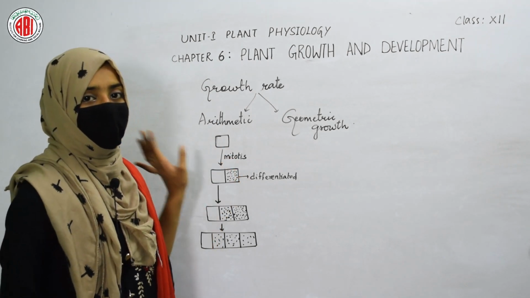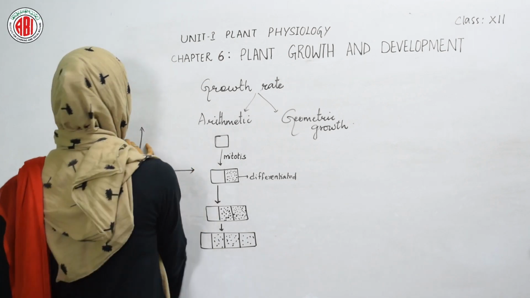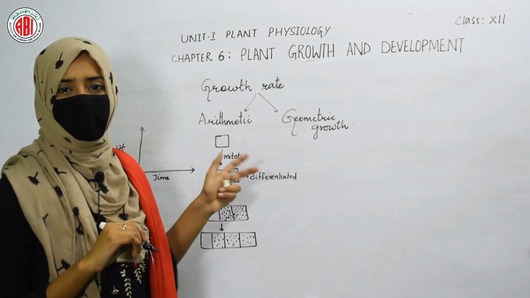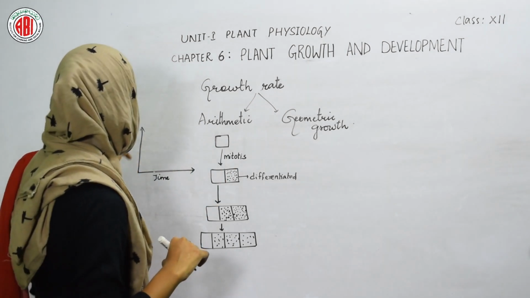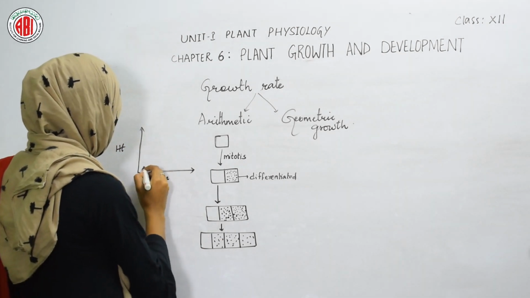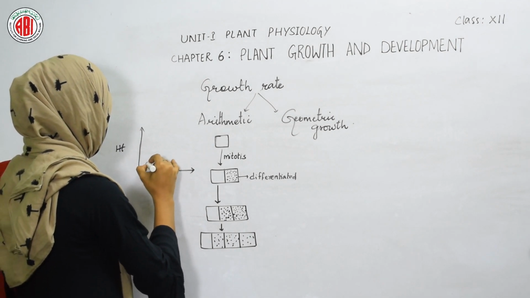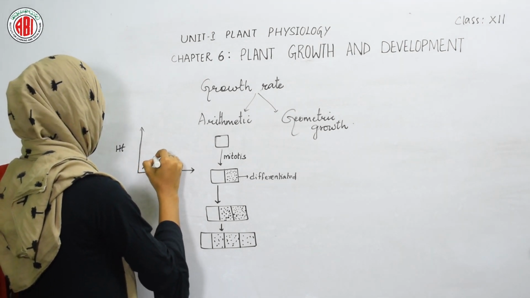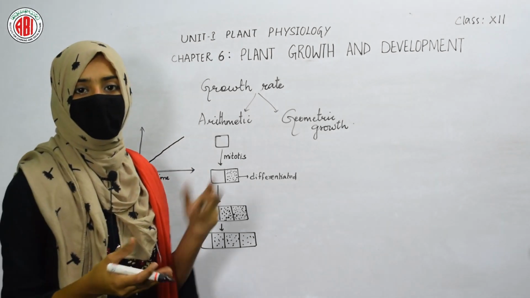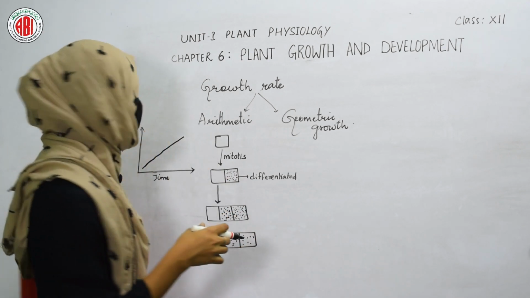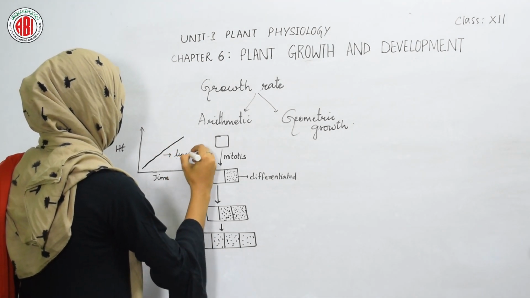Now we'll put one graph, and we'll take time on the x-axis and height on the y-axis. We can take other factors also, width or breadth, on the y-axis, but here we'll take height. As time passes, the cells keep adding up and the height of the plant increases, and the graph which we get is a linear graph.